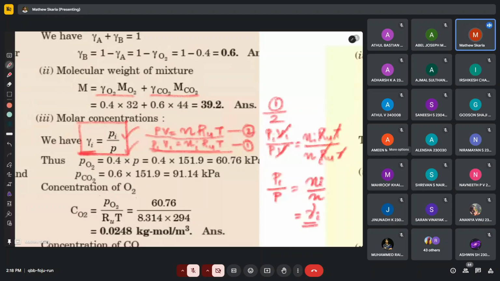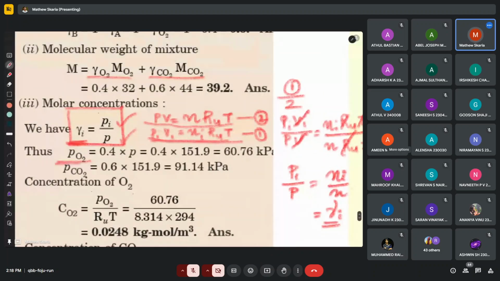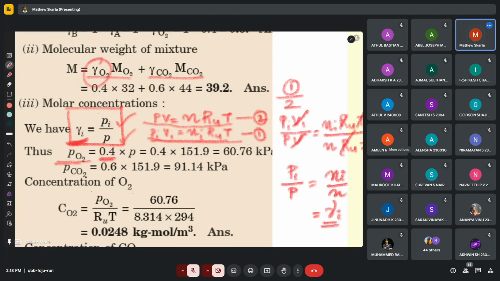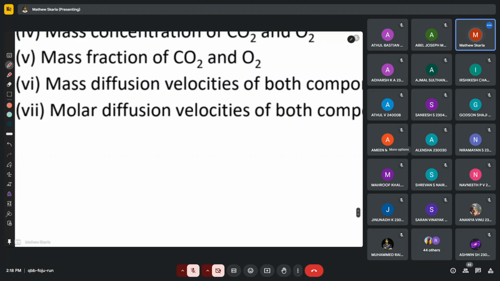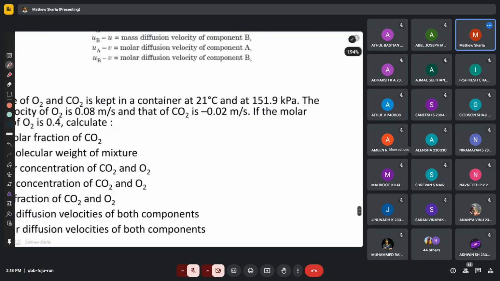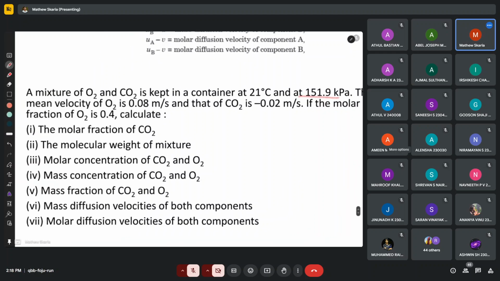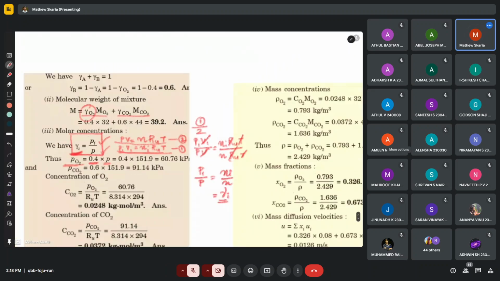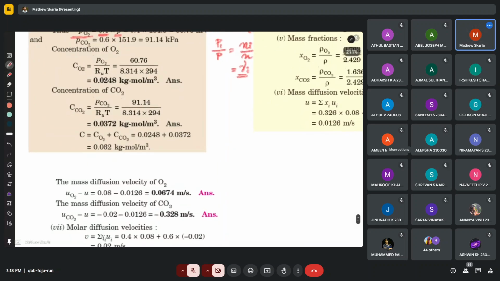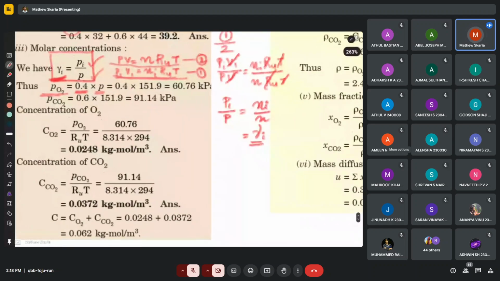From this we will get the partial pressures of individual gases if we know the mole fraction. So PO2 is equal to 0.4, that is gamma O2, which you already know, into the total pressure. The total pressure of the mixture is given as 151.9. We can substitute that value here, and we will get the partial pressure of oxygen.